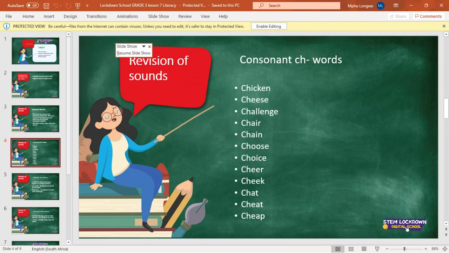Just please write the words. I'll give you guys some more time to write the words. So we were at cheat. Cheat is when you play unfairly. And then cheap is when you buy something that's not expensive. So when something's not expensive, you call it cheap.